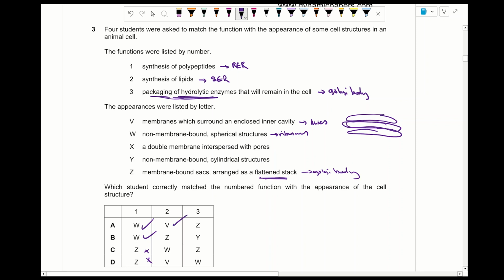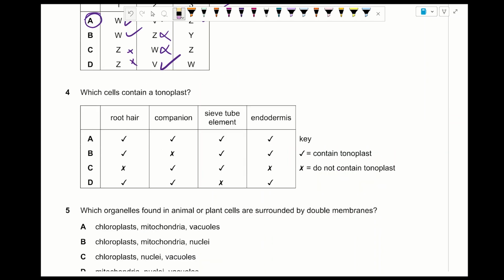Now let's look at Z. We just said it's the Golgi body, so it's incorrect because Golgi body are in flattened stacks. Now for W, non-membrane bound spherical structures are the ribosomes, which we said are incorrect. And regarding V, membranes which surround an enclosed inner cavity. It's a lumen. And we just mentioned that this is correct since this is the smooth endoplasmic reticulum. Now, for 3, let's look at Z. Membrane-bound sacs arranged as flattened stacks. We just mentioned this is the Golgi body. Therefore, the answer is going to be A.